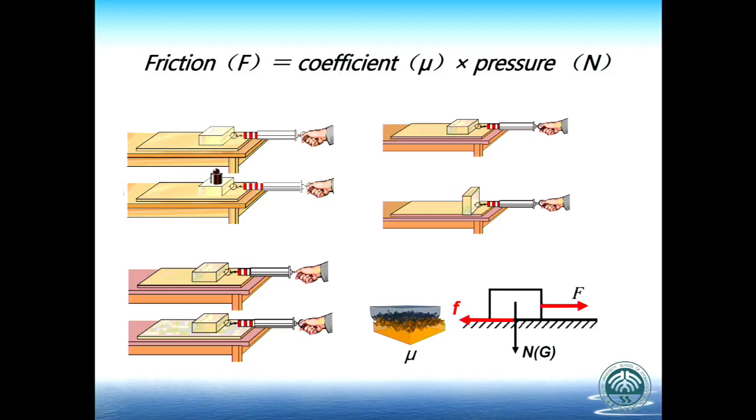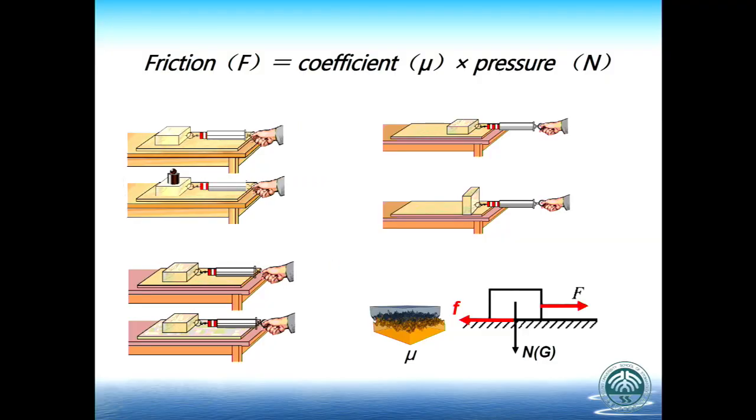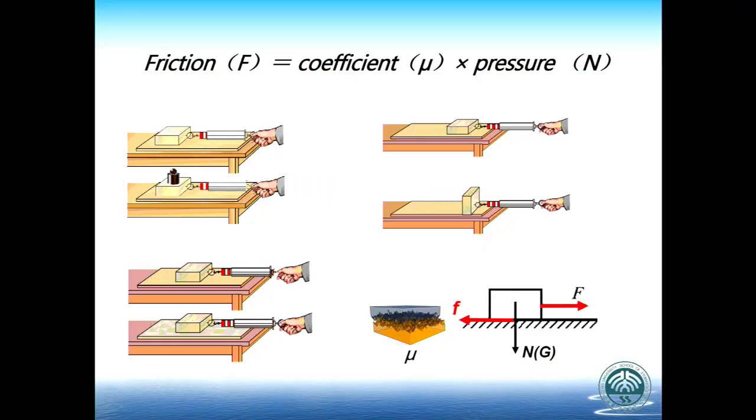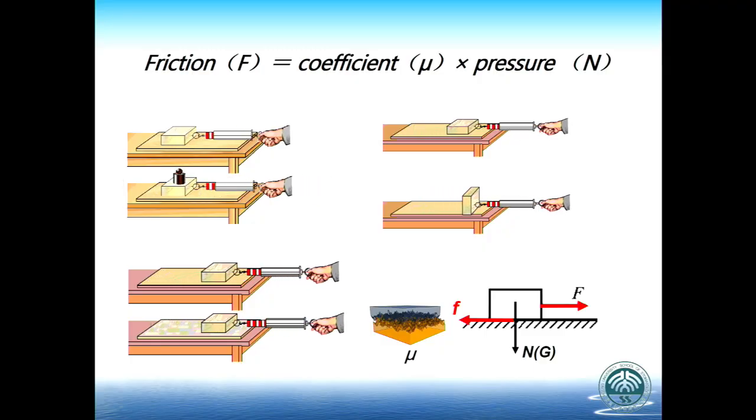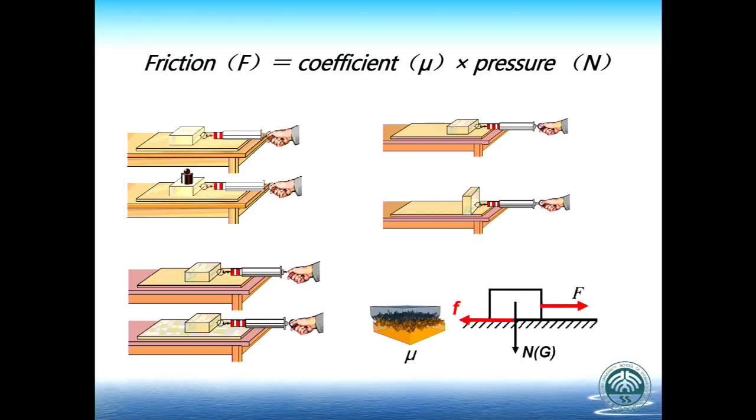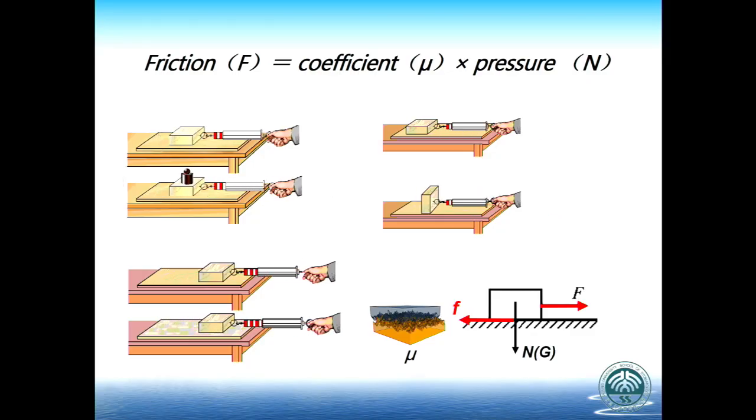The area of contact doesn't influence friction. That's what we must remember. Only coefficient and pressure. And then we can think in our orthodontic treatment, what influences the coefficient and what will affect the pressure.